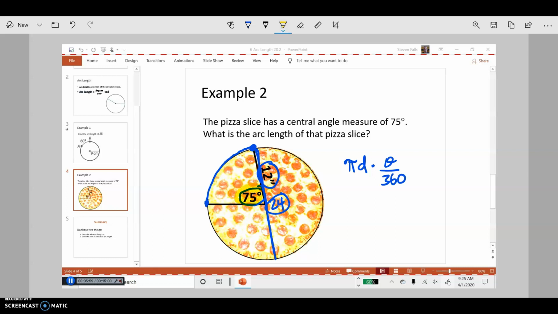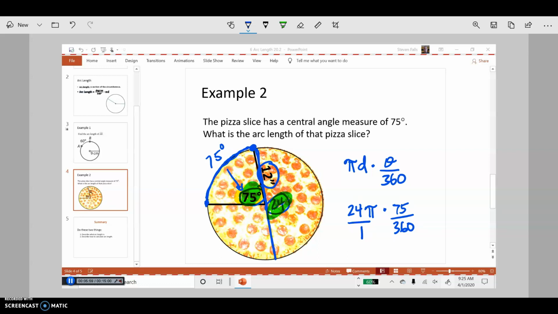Okay, you can see that our angle measurement here is 75 degrees. Okay, and we have a diameter of 24. So let's plug that in. 24 goes in for diameter, so that gives me 24 pi times angle theta. So that arc produces a 75-degree central angle. Remember, this measurement here is also 75. We've learned that before. Okay, so times 75 over 360.